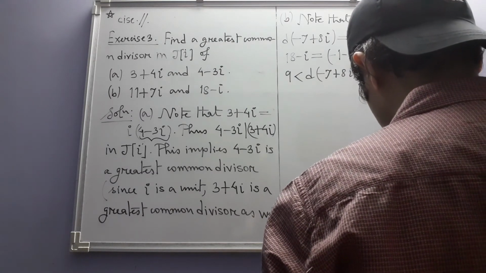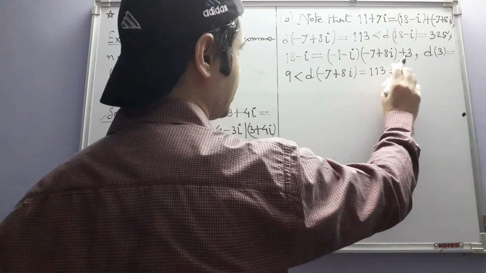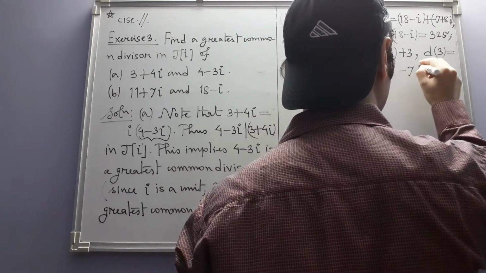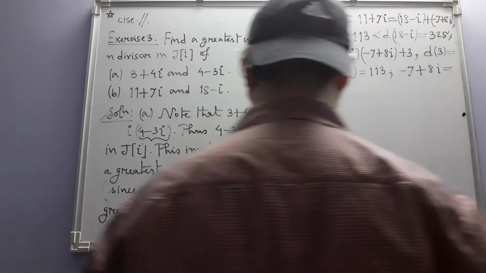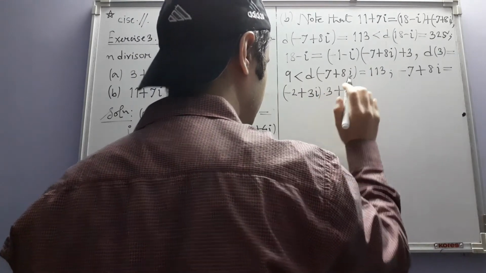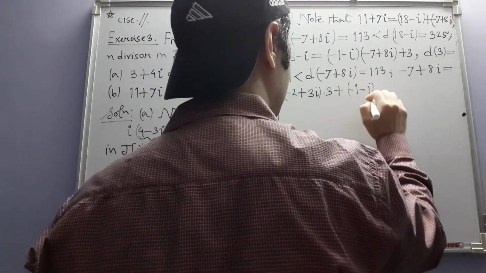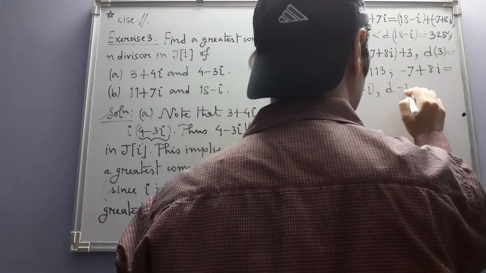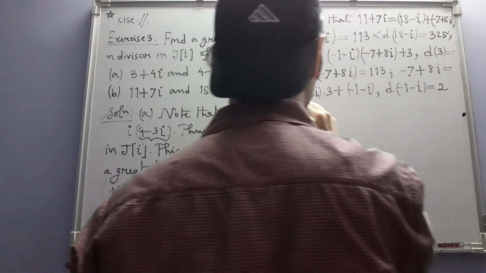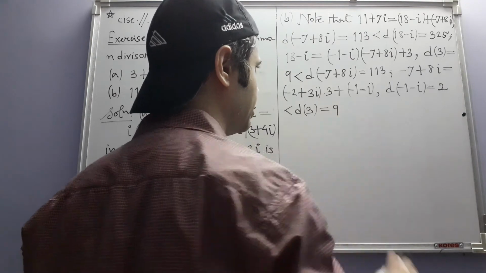And then after this we divide. Okay, so here the divisor is this one and the remainder is 3. So next we have to divide minus 7 plus 8i by 3. If you do that, you get minus 2 plus 3i times 3 plus minus 1 minus i, where the d value of minus 1 minus i is, of course, minus 1 whole square plus minus 1 whole square, which is 2, which is less than the d value of the divisor 3, which is 9.